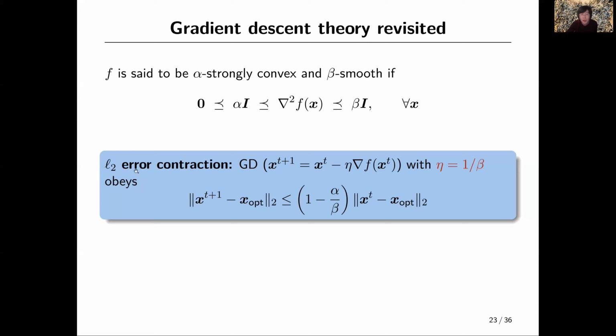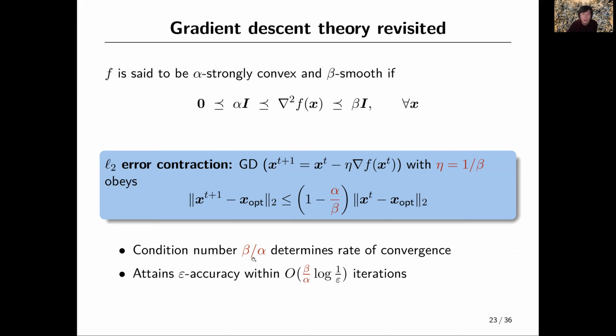Okay, now with these two parameters, we can guarantee that gradient descent will contract at a linear rate in terms of the L2 error if you set the step size to be inversely proportional to the smoothness parameter beta. The convergence rate is determined by the so-called condition number, which is the ratio between the smoothness parameter beta and the strong convexity parameter alpha. In particular, if you want to be epsilon close to the optimal point, you can do this within a number of iterations on the order of the condition number times log 1 over epsilon.